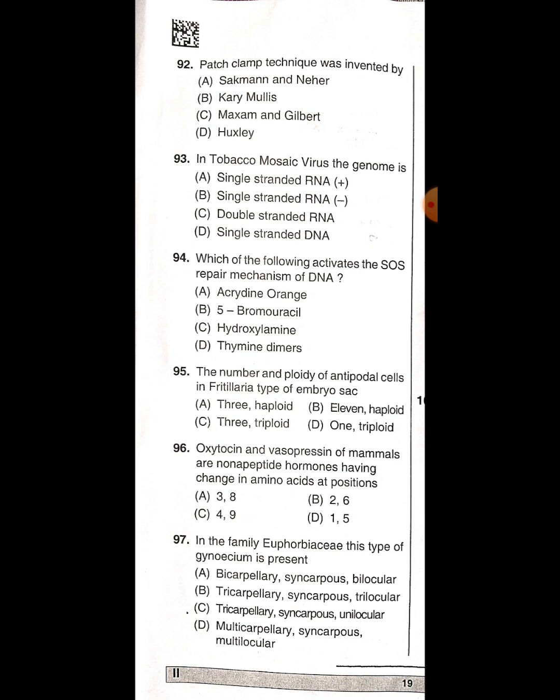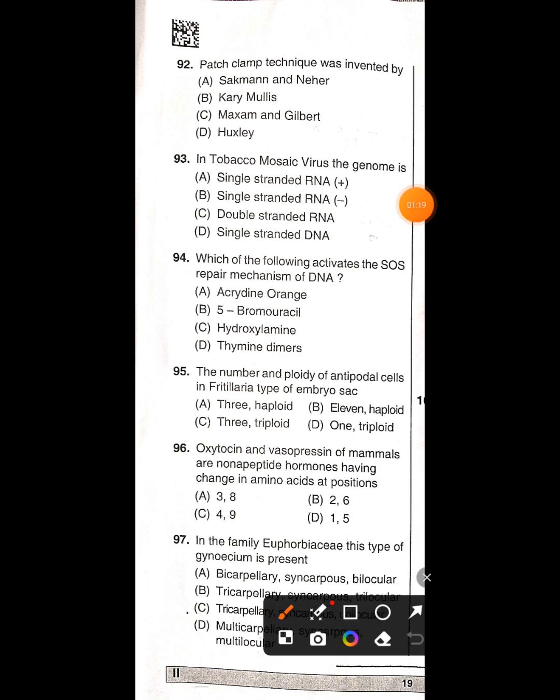Patch clamp technique was invented by. Options are Sakmann and Neher, Kary Mullis, Maxam and Gilbert, Huxley. For this, the correct answer is Sakmann and Neher. Let's see the next question.